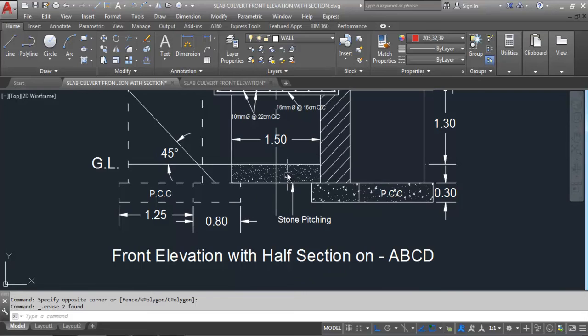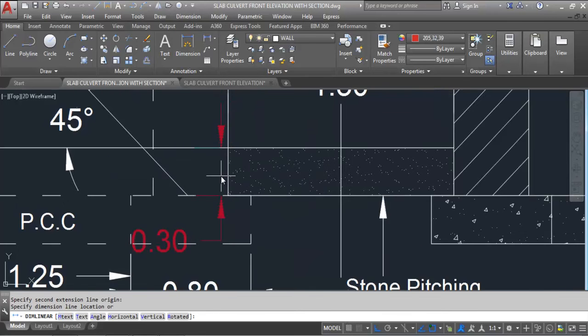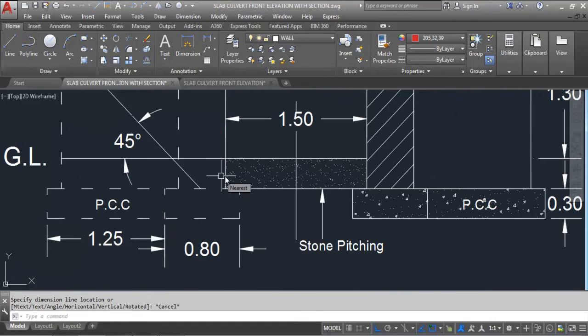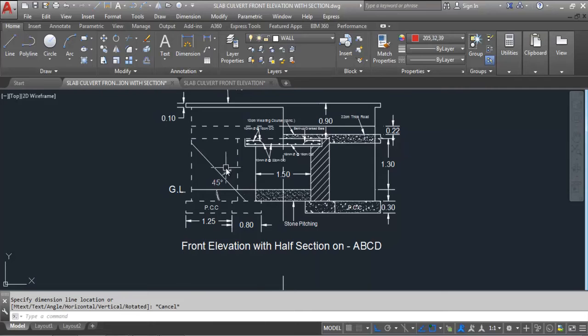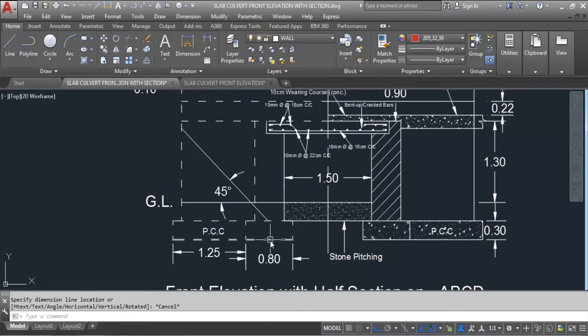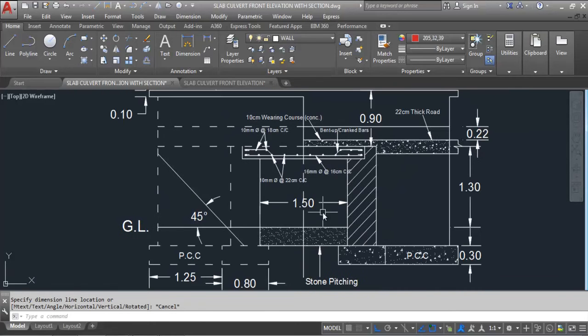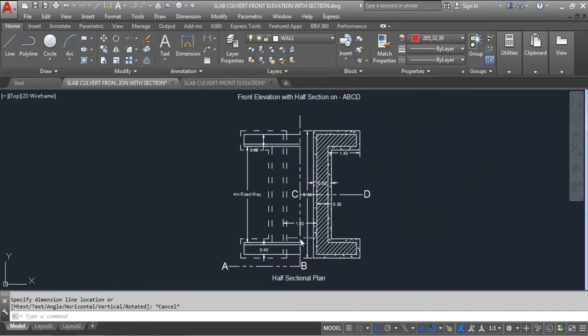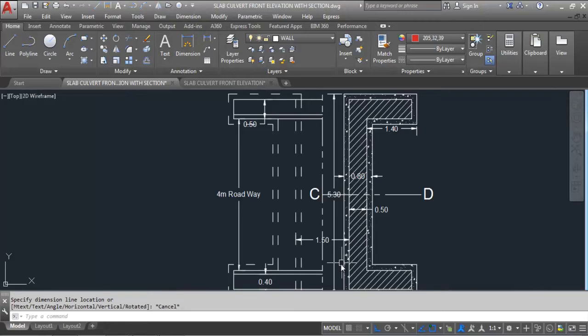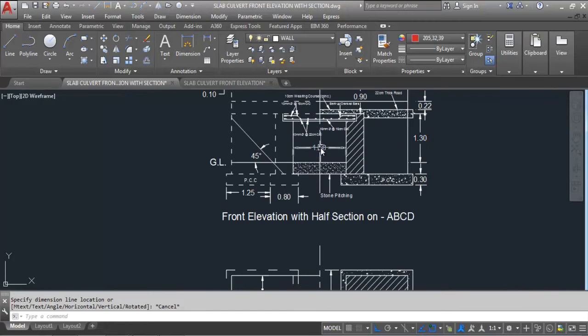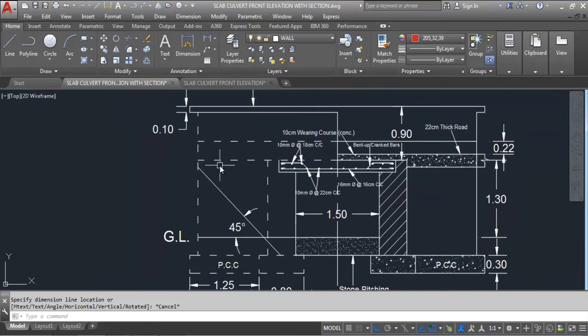Now this is stone pitching. Width is 0.3 meter. This is stone pitching. The slope is 45 degree. So the clear span is 1.5 meter. You can see this is the clear span, 1.5 meter.